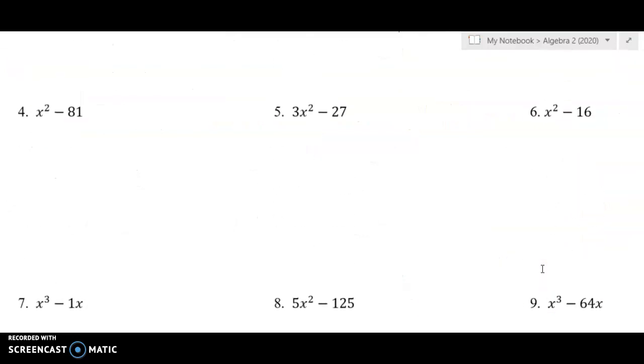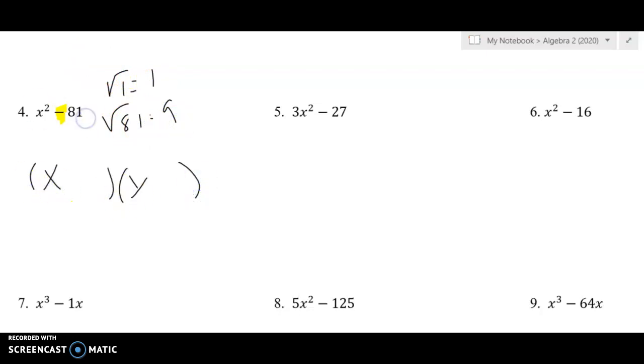Okay, keep going, just running with a ton of examples. This next one, x squared minus 81. It has a minus sign. 1 is a perfect square and 81 is a perfect square. So that means I can go ahead and separate it into my parentheses.